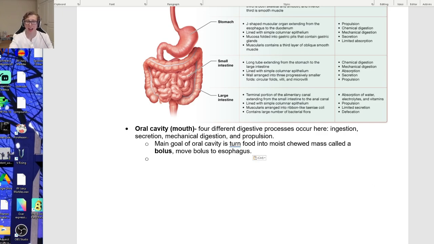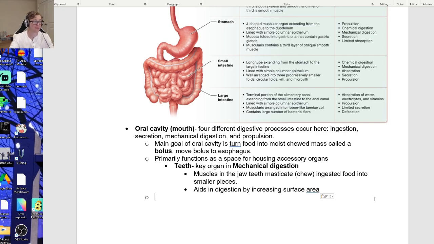So let's figure out how the mouth does this. First off, it has a primary function of housing the accessory organs, teeth. It's a key organ in mechanical digestion. Muscles in the jaw masticate, essentially that's chewing, the food into smaller pieces. Similar to what we talked about in the respiratory system, when things get smaller, their surface area increases. So by chewing it up and assisting in the moisture, we're essentially increasing the amount of surface area in that chewed food as it's turning into a bolus.